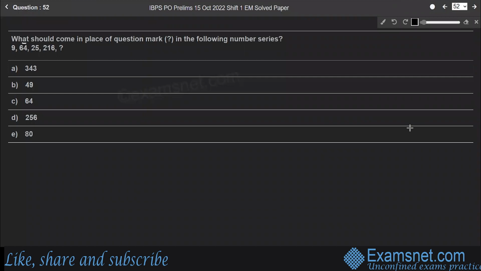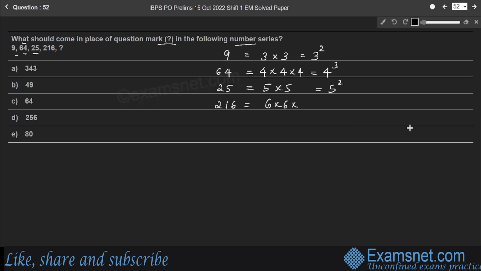Question 52. What should come in place of question mark in the following number series? Here the first number is 9. So 9 can be written as 3 into 3, so that is the square of 3. Whereas the second number is 64. 64 can be written as 4 into 4 into 4, so that is the cube of 4, right? Whereas the third number is 25, which can be written as 5 into 5, so which is the square of 5. And the next number 216 is the cube of 6, 6 into 6 into 6.